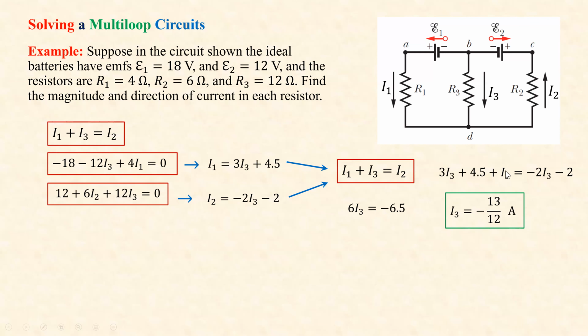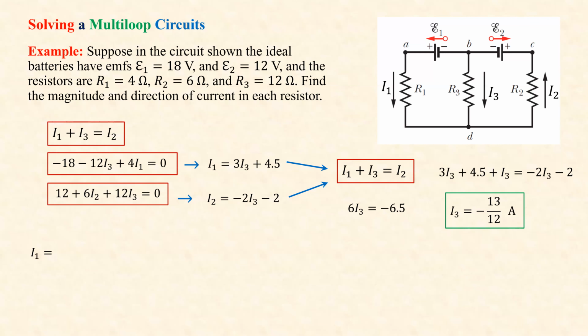All right. So it is negative, which means that the direction that we chose was wrong. I3 is in fact upward. All right. But it's okay. We wrote all the equations according to this direction, and then it comes up as negative. It's fine.